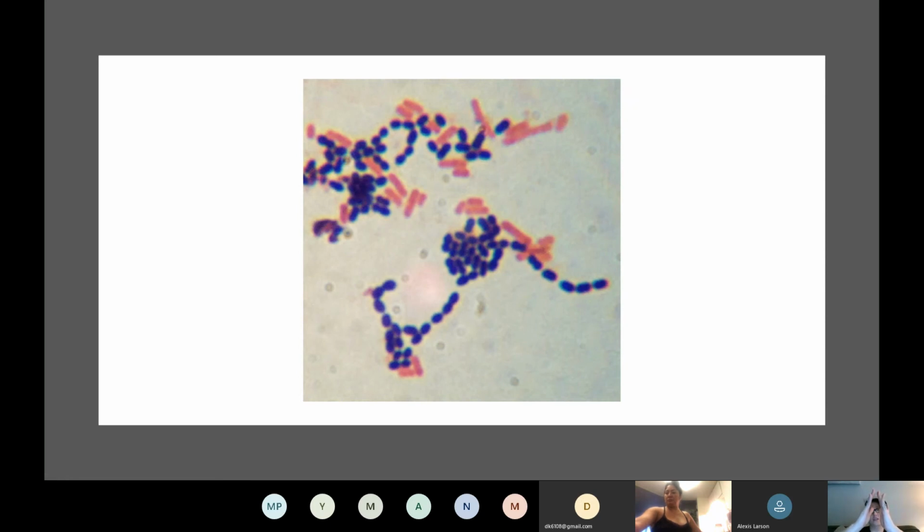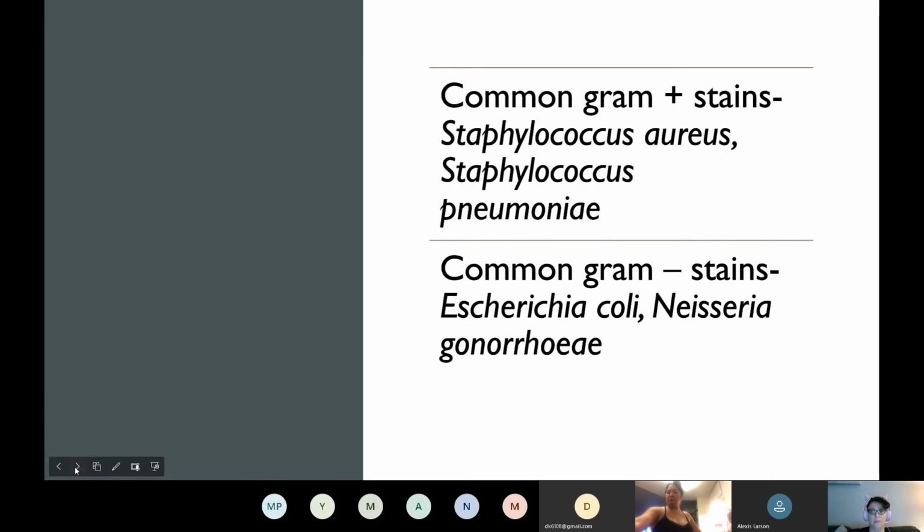That might narrow the list down to 50. So the next key is finding out, and these are some common gram positive: staph, strep, pneumonia. Some common gram negatives would be E. coli, gonorrhea, and so forth.